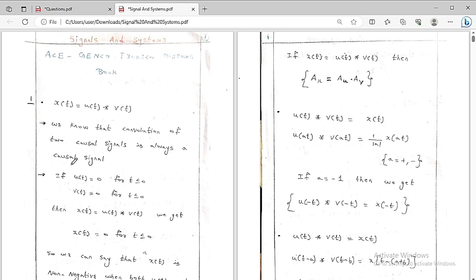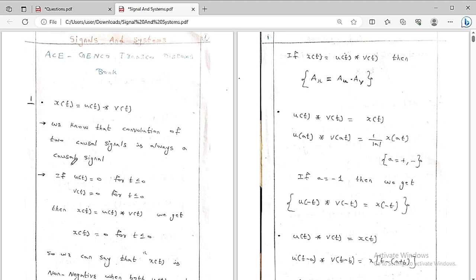What is the meaning of a causal signal? Suppose f of t is a causal signal, then f of t is equal to 0 for t less than 0. A causal signal is also called a right sided signal, because f of t is equal to 0 for t less than 0. So the convolution of two causal signals always gives a causal signal only.